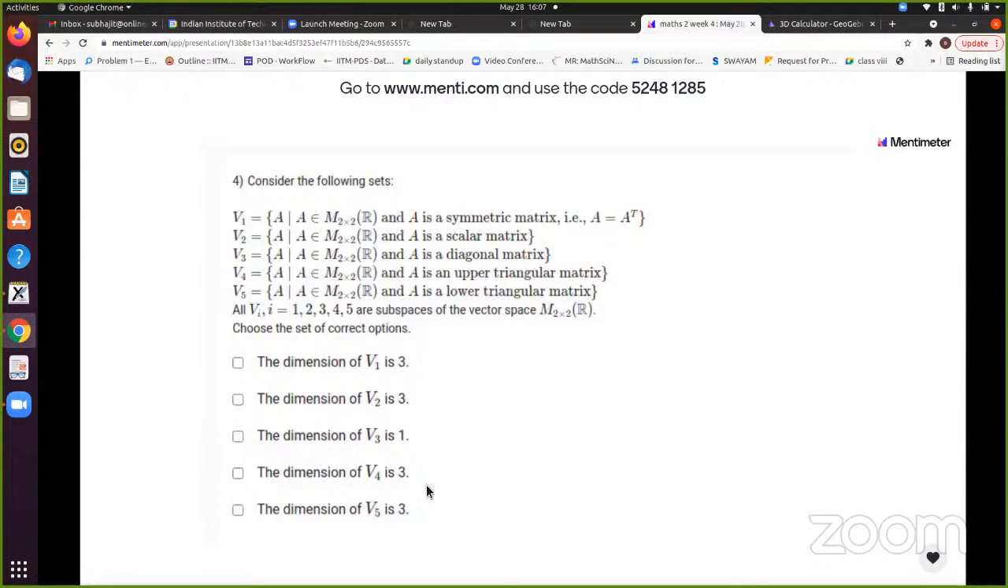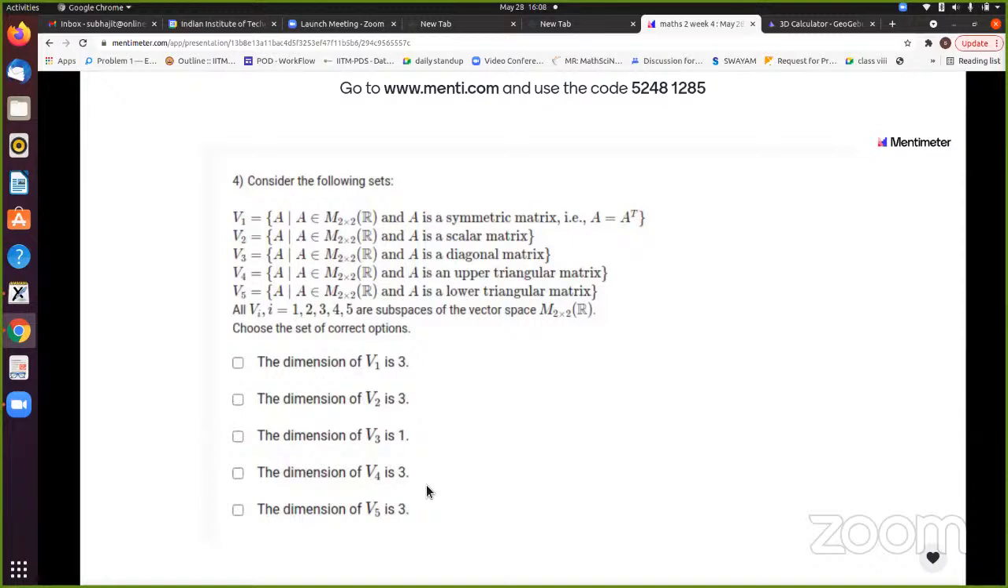Okay, so you know how to solve this type of problem, right? That is basically the dimension of a set where each element is a matrix. That is not the rank of a matrix. Remember, I am saying it again and again. That is not the rank of a matrix.